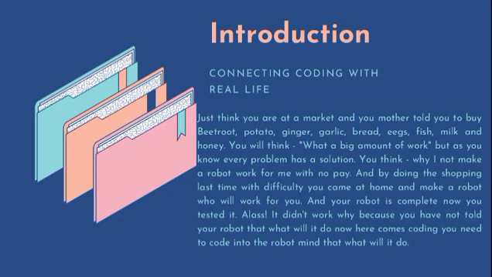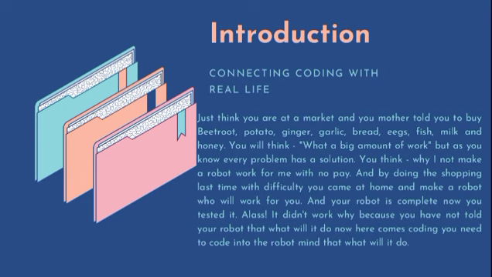Now you test it. Alas, it didn't work. Why? Because you have not told your robot what it will do. Now here comes coding. You need to code into the robot's mind, which we also call microprocessor or motherboard or memory, what it will do. You have not told your robot what to do, like homework or going to shopping. So here comes coding.